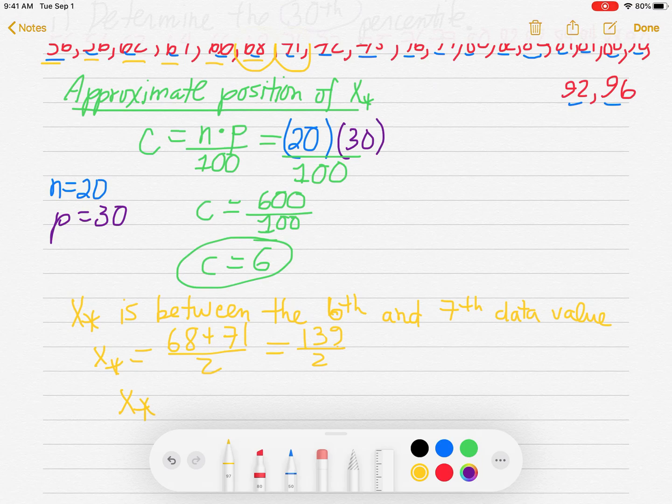All right, so x lower star. What's 139 divided by 2? Well, it's 69.5. Is it? Let me go ahead and do that in my calculator. 139 divided by 2. Get it right. Yeah, 69.5.